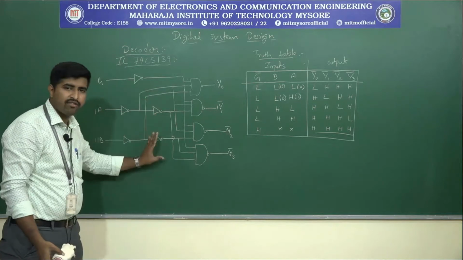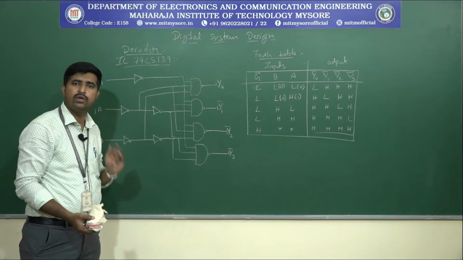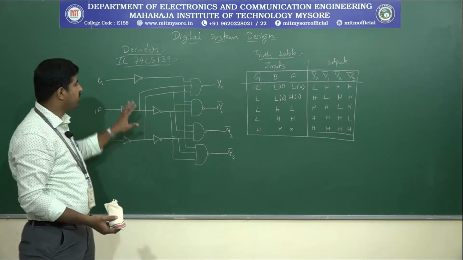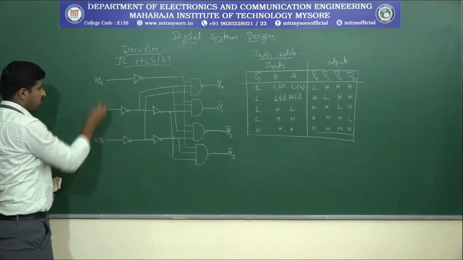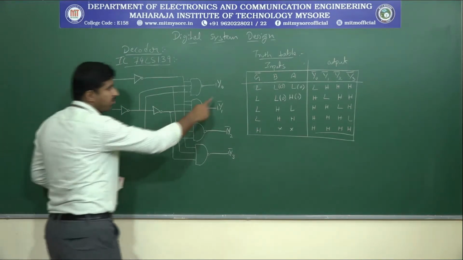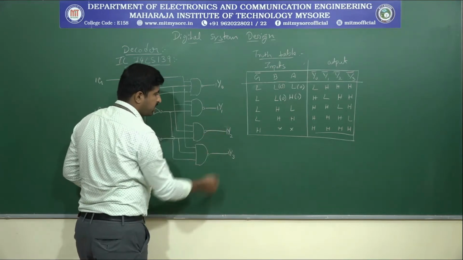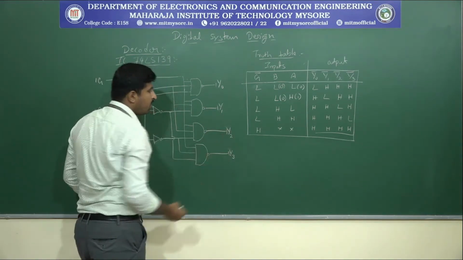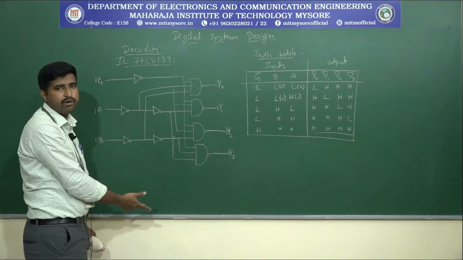So as already said, we have two sections: 1A, 1B, 1G, and similarly 2A, 2B, 2G. So we have written only one section here. 1A, 1G, 1A, 1B, and the 1Y0, 1Y1, 1Y2, and 1Y3. These are only one. Similarly, another circuit will be there.